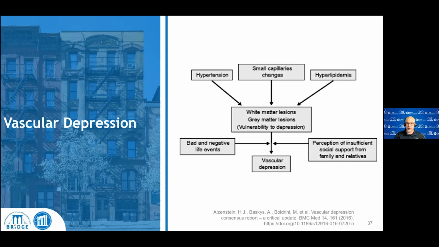And so here's just a rough charting of how we get to vascular depression. In an older adult, we have this sort of milieu of hypertension plus small capillary changes, hyperlipidemia, which causes white matter lesions, gray matter lesions, and increases vulnerability to depression. And there may be some psychosocial impact, which doesn't always have to occur, actually, but there may be negative life events and a perception of insufficient social support from family and relatives, which then leads to the vascular depression phenotype.